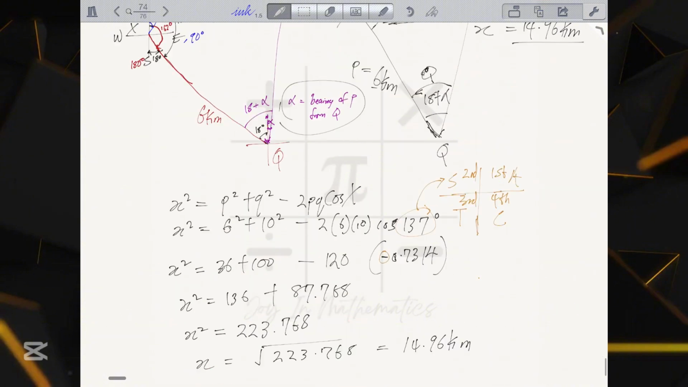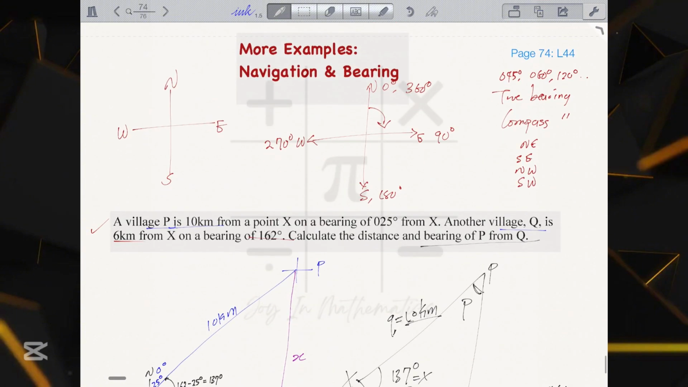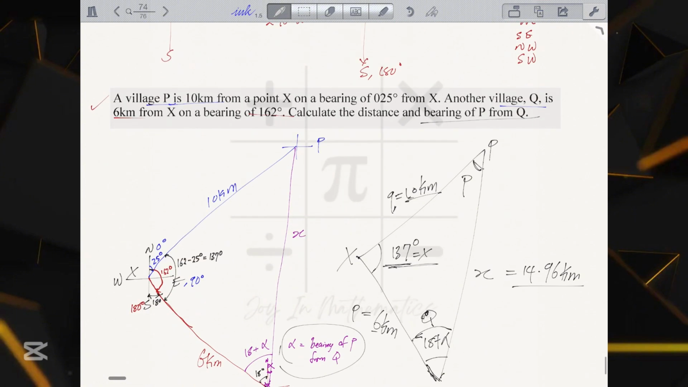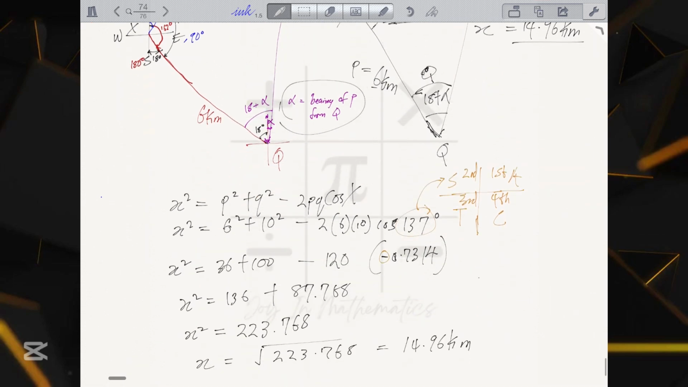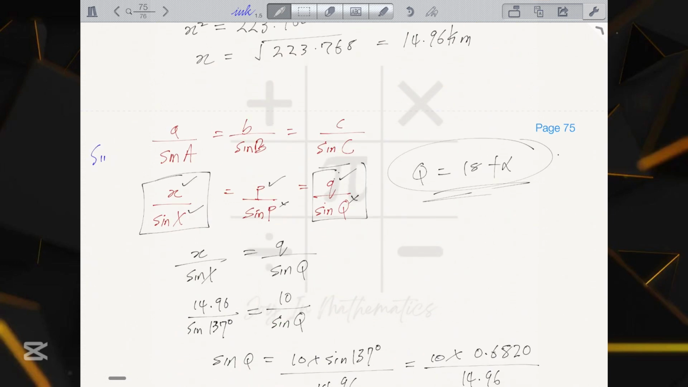So we can see how bearing is related to both the cosine rule and also the sine rule. Now let's take an exercise on navigation and bearing.